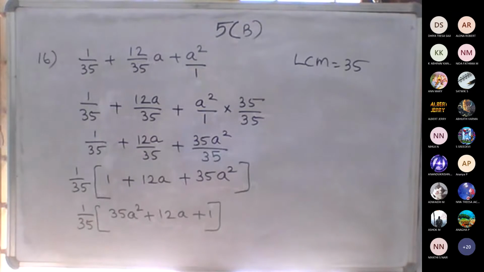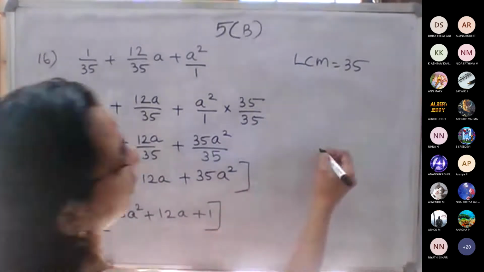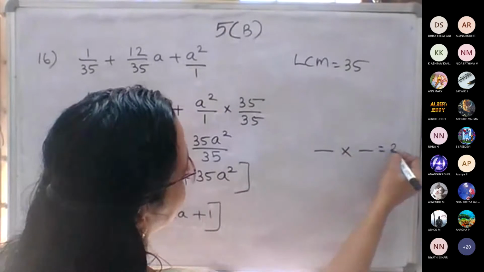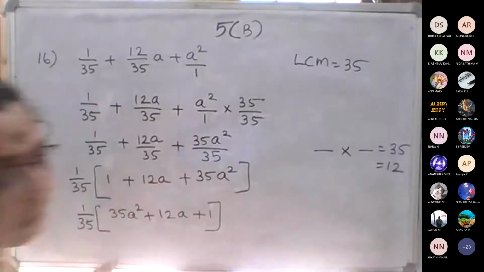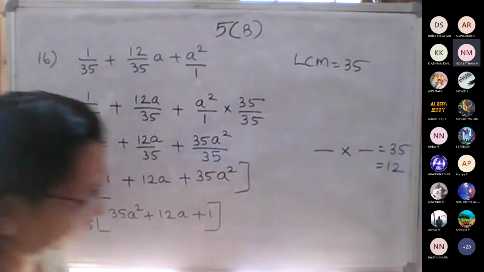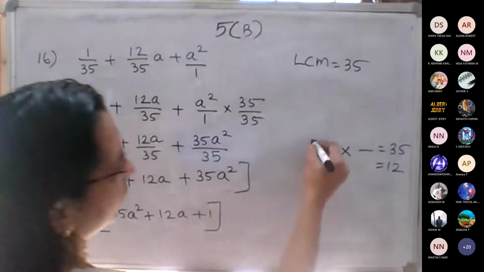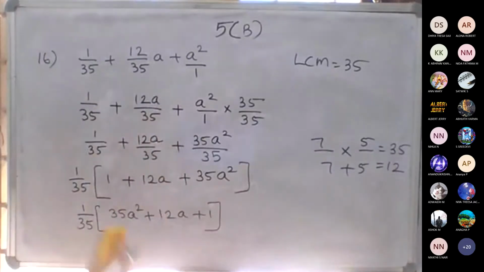Then dash into dash. Same as in the previous question, where we took a outside, the same way we are taking 1 by 35 outside. Then dash into dash will be what? 35 into 1, that is 35. And if we add or subtract, we want to get 12. What are the two numbers? 7 and 5. 7 into 5 is 35, 7 plus 5 is 12.